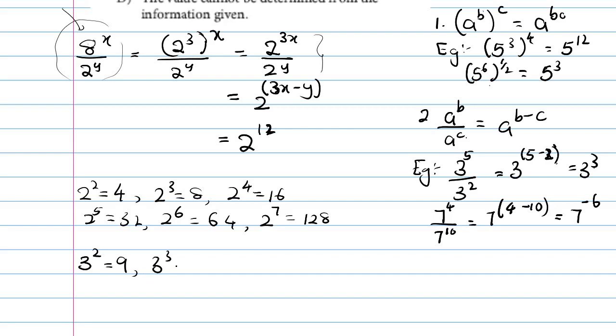3 to the 3 is basically equal to 27. 3 to the 4 is equal to 81. Let's just do one more. 3 to the 5 is just 243, right?